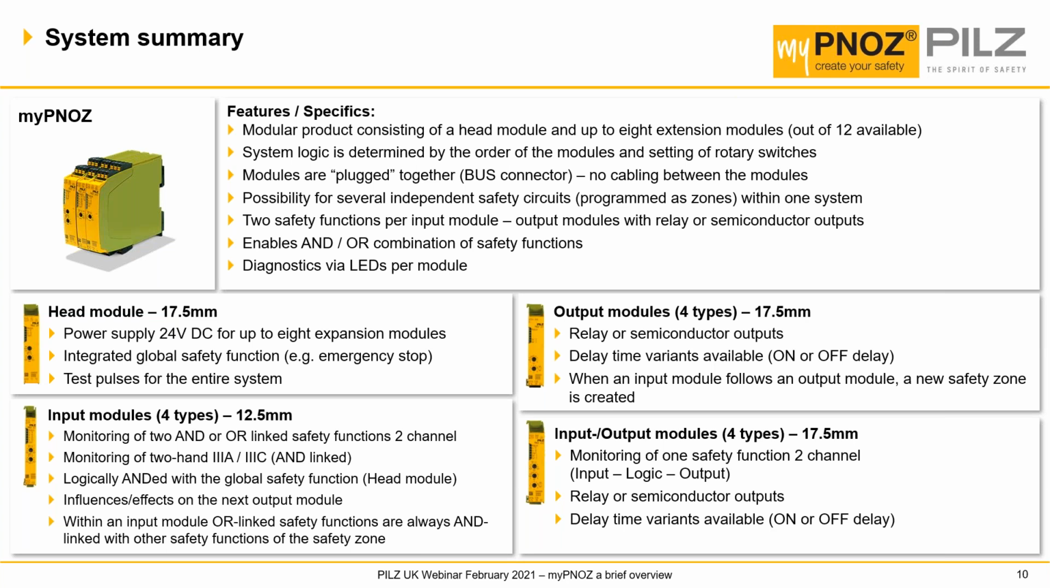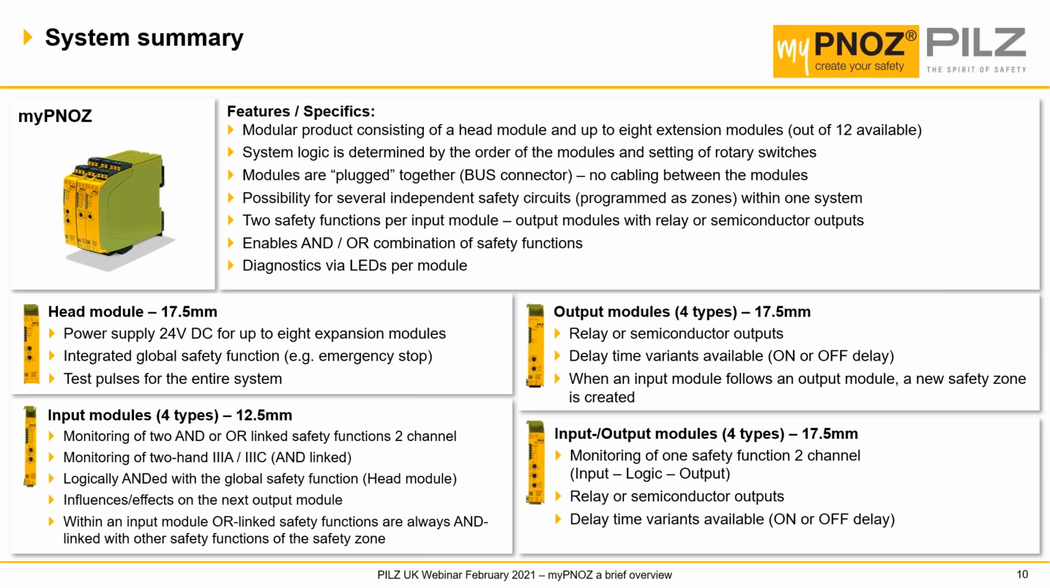outputs on the system. There are 4 types of input module, each one 12.5mm in width, and they can be linked together to take 2 signals in, or all linked together to take 2 safety channels in. You can monitor two-handed devices of type 3A and 3C, and they will be AND linked with another function. Logically ANDed with a global safety function, as mentioned, from the head module, influences the next output module.